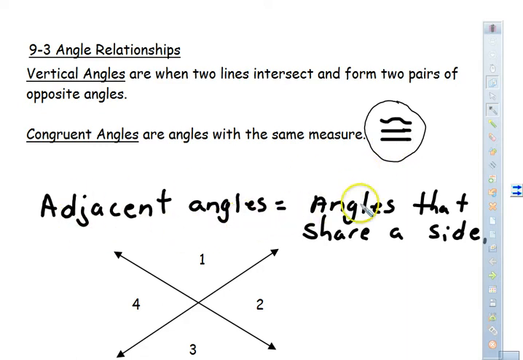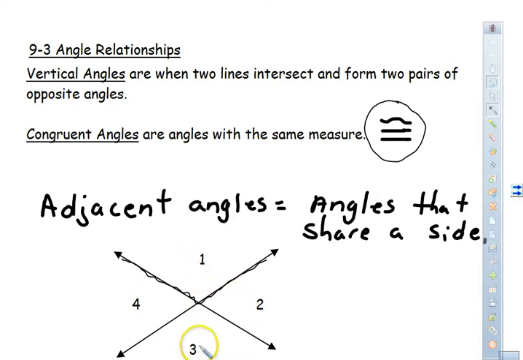Adjacent angles are angles that share a side. So this angle, angle 1, is one angle. It shares a side with angle 2, because that angle also uses that same line, and an adjacent angle on the other side would be angle 4, because it shares the same line as well. It has to be a side that it shares, not the vertex. So 1 and 4 are adjacent angles, 1 and 2 are adjacent angles.